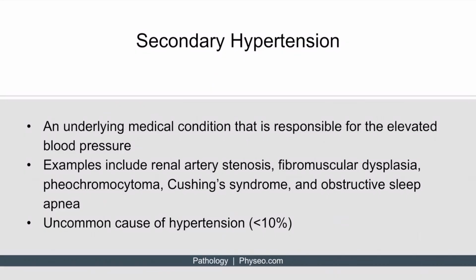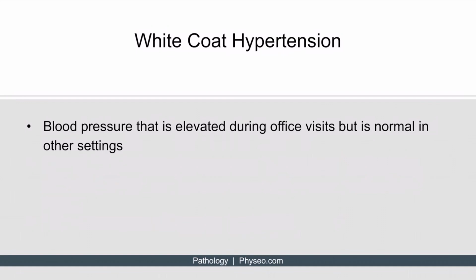So again, there are many examples, and the pathophysiology is quite variable, and we'll learn about this in more detail with each disease. All right, finally, unlike primary hypertension, secondary hypertension is quite uncommon and accounts for less than 10% of cases. Another cause of hypertension is white coat hypertension.